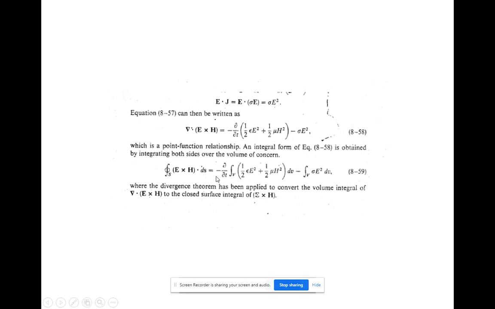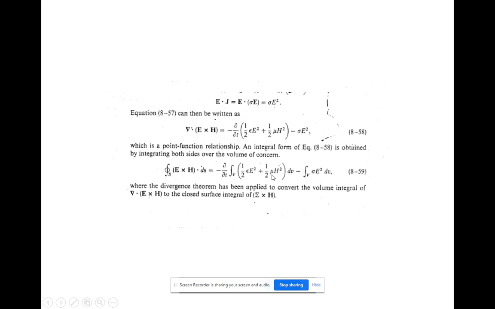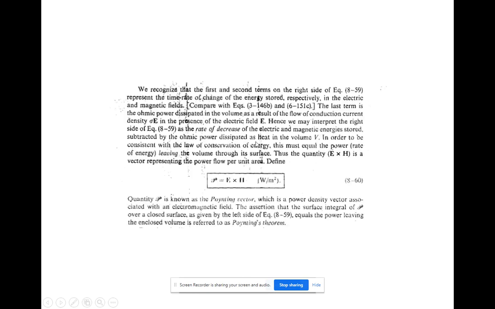So this first term, in the term you can see the electric field and the magnetic field. The electric field and magnetic field energy stored will be obtained in these two terms, that is subtracted by the ohmic power relation. The sigma E is nothing but ohmic power. So we are going to subtract the ohmic power from the energy stored in the electric and magnetic field, that is given in this paragraph.